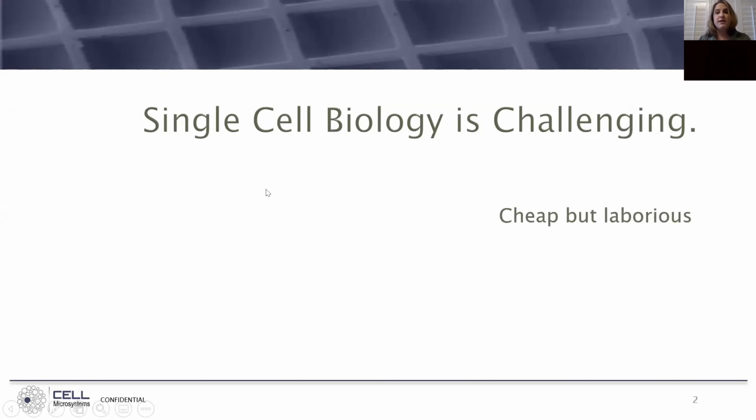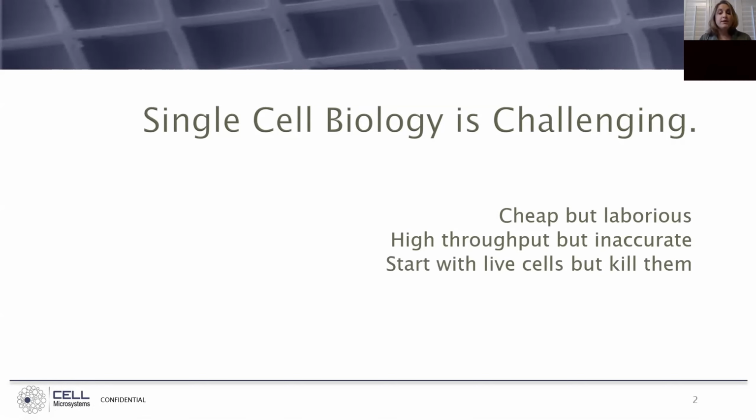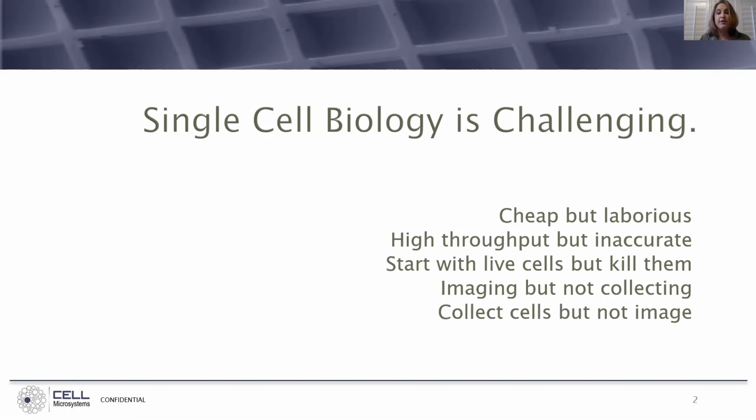Some of those tools and technologies are cheap but laborious. Everybody can do limiting cell dilution, but it's not particularly effective or fast. Some technologies are high throughput but inaccurate or not amenable to getting the answer that you need. Some technologies start with live cells but kill them because the cells are fragile or sensitive or rare. Sometimes you can image the cells, like with high content imaging, but you can't actually collect the cells that are giving you the phenotype that you're interested in. On the converse, you can collect cells, but you can't image them.